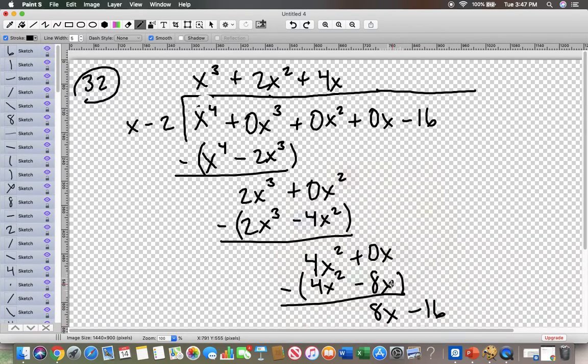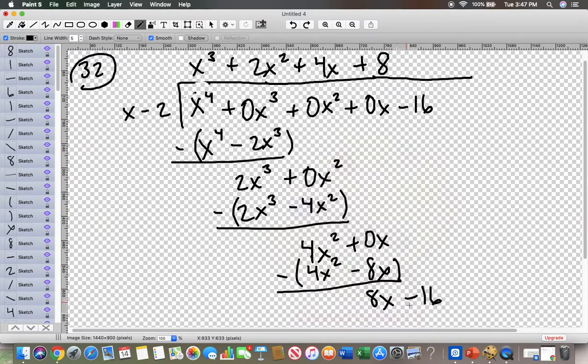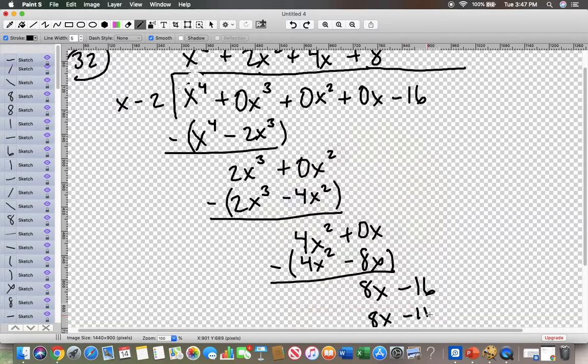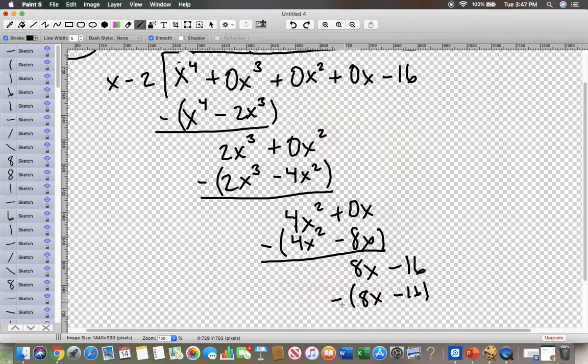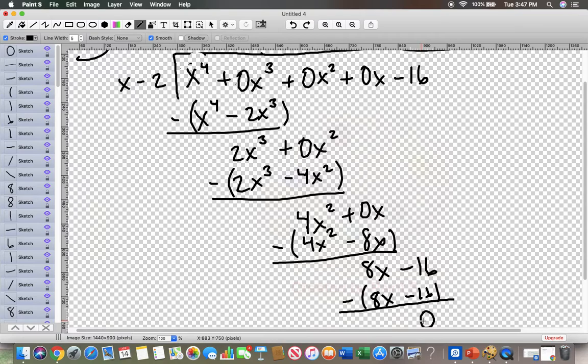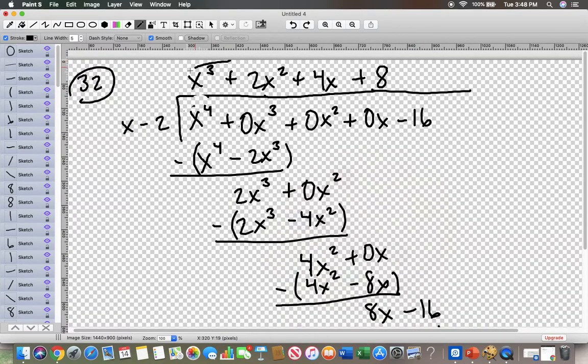Lastly, bring down my negative 16. 8x divided by x is a positive 8. So 8 times x will give me 8x. 8 times negative 2 is negative 16. Let's subtract. That's 0. Negative 16 plus 16 is also 0. I have 0 as my remainder. Therefore, here is my final polynomial answer.